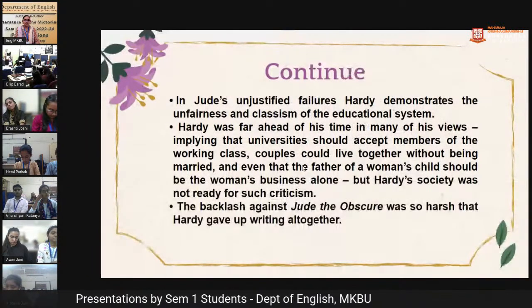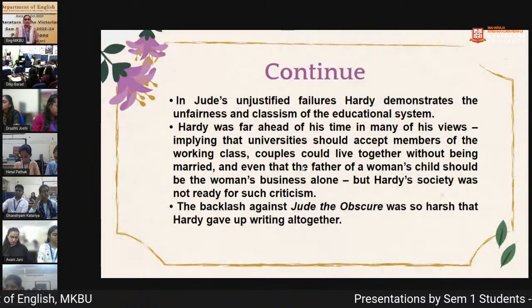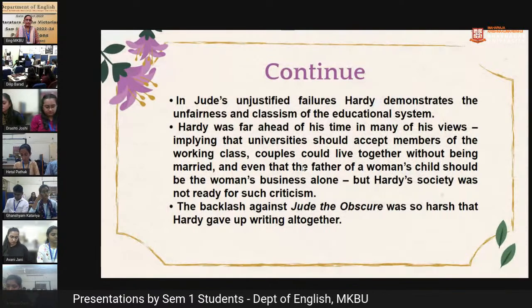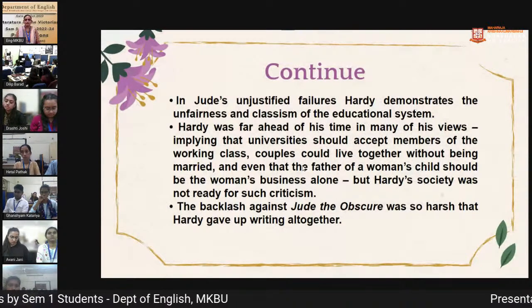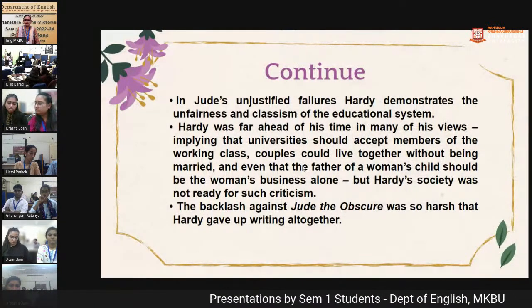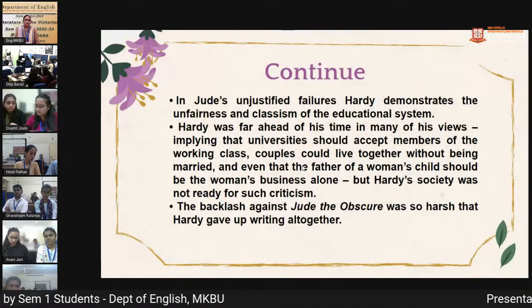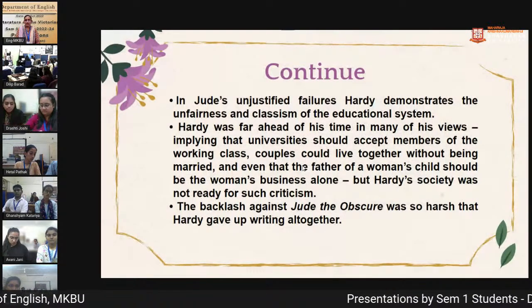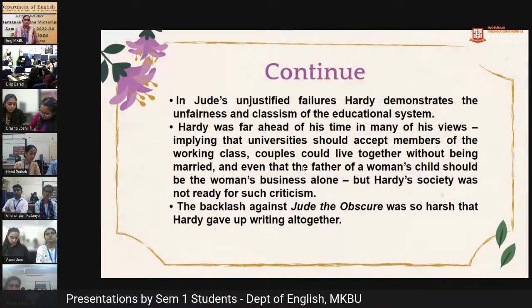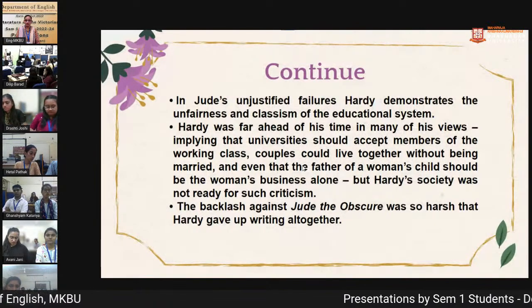In Jude's unjustified failures, Hardy demonstrates the unfairness and classism of the educational system. Hardy was far ahead of his time in many of his views, implying that universities should accept members of the working class, couples could live together without being married, and even that the father of a child should be the woman's business alone. But Hardy's society was not ready for such social criticism. The backlash against Jude the Obscure was so harsh that Hardy gave up writing novels altogether.